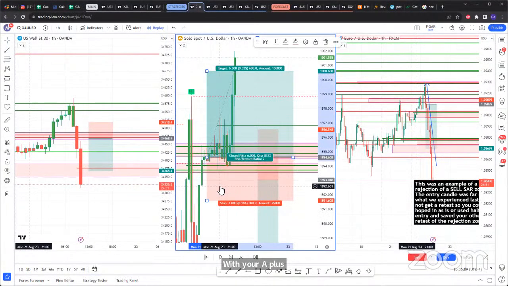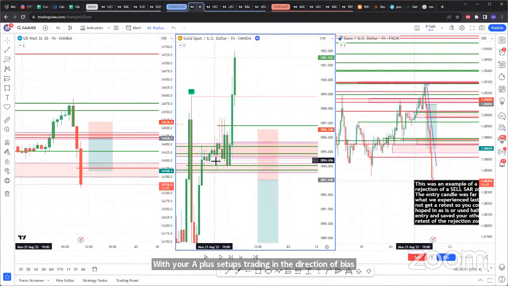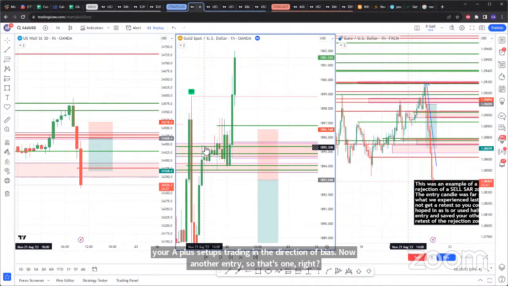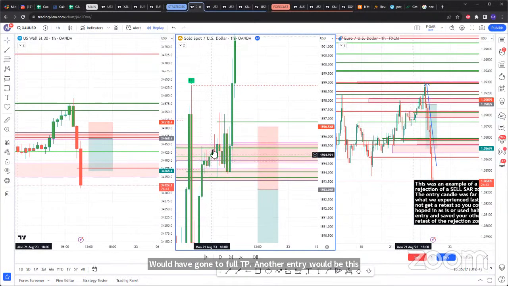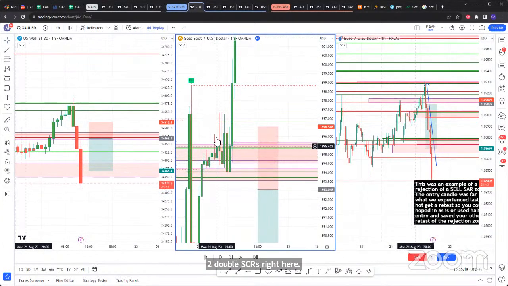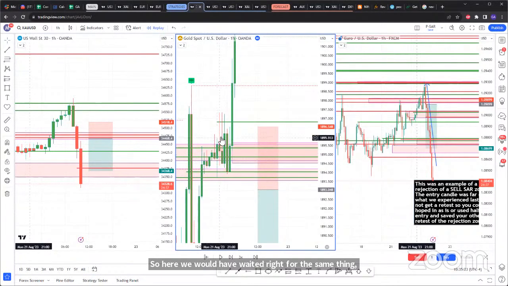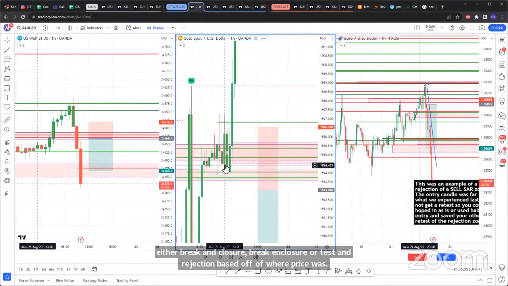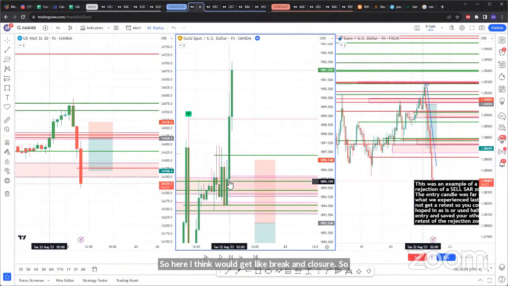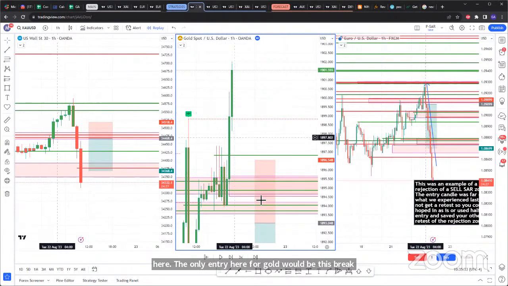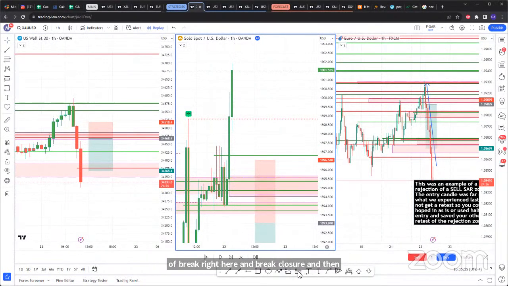Now, another entry, so that's one, right, would have gone to full TP. Another entry would be these two double SARs right here. So here we would have waited, right, for the same thing, either break and closure or test and rejection based off of where price was. So here, I think we would get break and closure. So here, the only entry for gold would be this break right here, and break closure, and then continuation. So your other entry on gold, if you're trading those double SARs, would have been this.